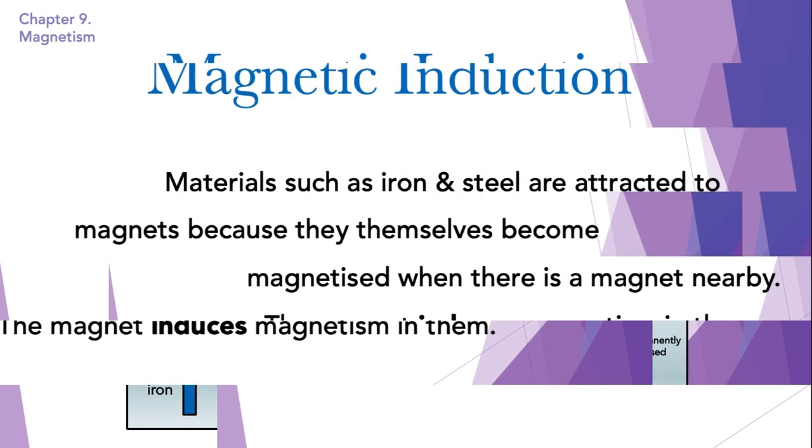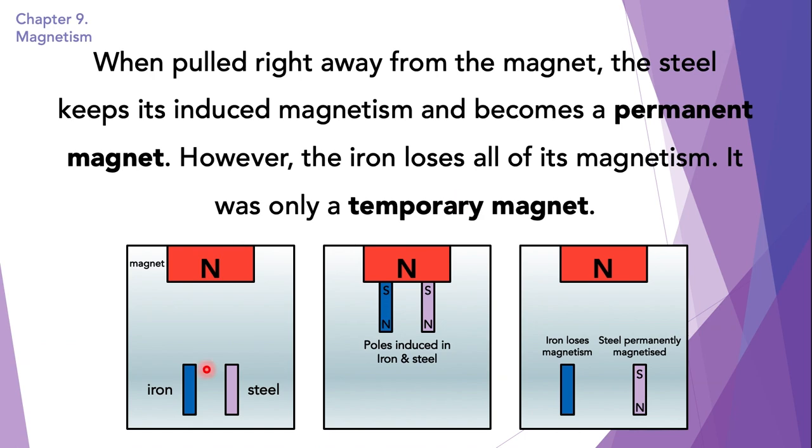So here we have an experiment which shows this. So here we have iron and steel, and there is a magnet here. The iron and steel are undefined right now, so there are no poles shown. When they are put here, afterwards they get attracted to this magnet, and you can see, because the magnet has a north pole, in each case the induced pole nearest the magnet is the opposite of the pole at the end of the magnet. So the attraction between unlike poles holds each piece of metal to the magnet.